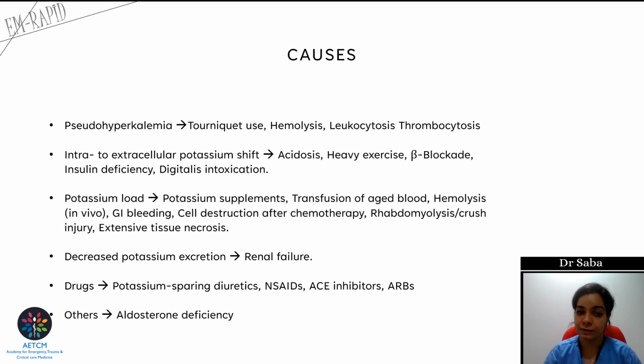Now, the third cause is decreased potassium excretion, as in renal failure. And then there are drugs like potassium-sparing diuretics. Mind you, loop diuretics or thiazides cause hypokalemia, whereas potassium-sparing diuretics like spironolactone cause potassium levels in the body to go up. NSAIDs, ACE inhibitors, ARBs, all the drugs that cause renal failure contribute towards hyperkalemia. Other causes will be aldosterone deficiency. Hypoaldosteronism is a cause for hyperkalemia, whereas hyperaldosteronism causes hypokalemia.